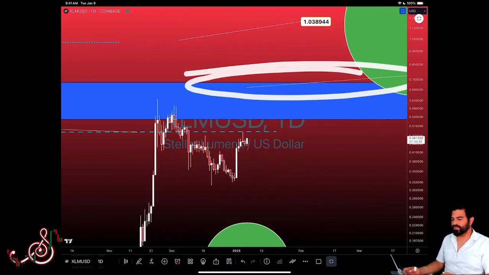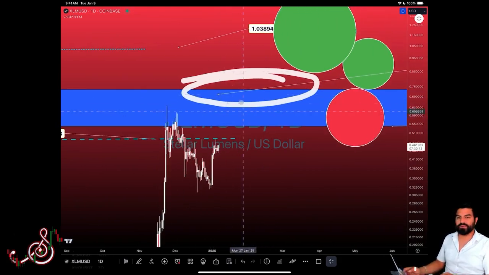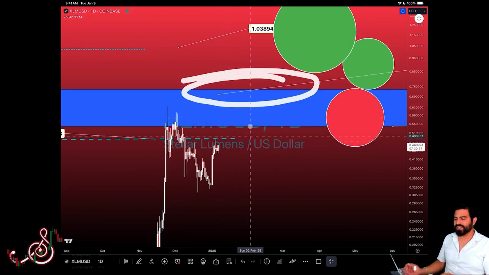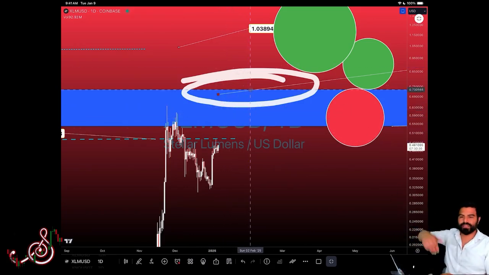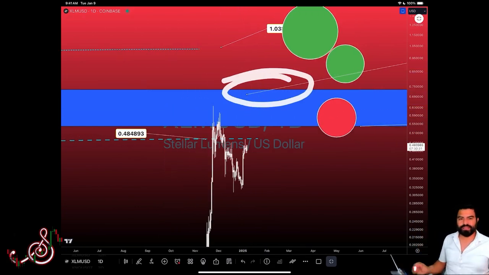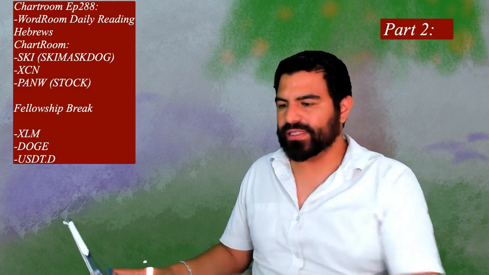60 cents would also be still in this area we need to clear anyway. So we may want to take profit at 60, watch it come down, or watch it break and really sit above those 60 areas. Okay. Any other questions, my friends? XLM. Okay, let's look at Doge.